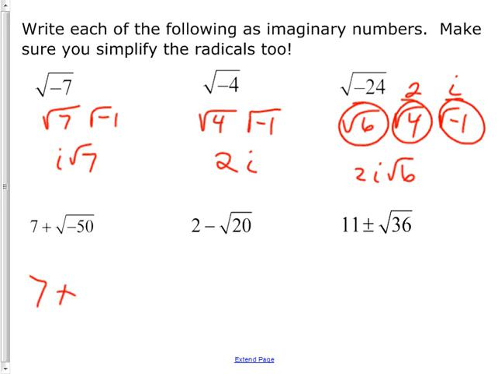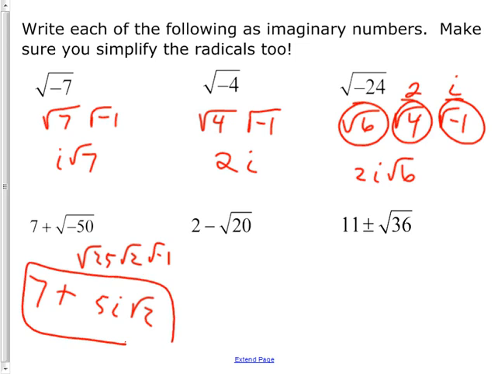Okay, so what is the square root of negative 50? Don't know it in my head, but I could break it up. Root 25, root 2, and root negative 1. Don't forget that one. 5i root 2. And there is your answer.